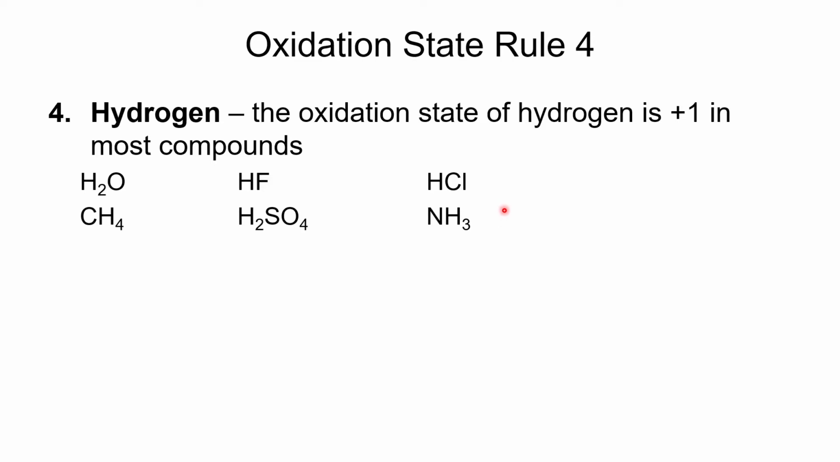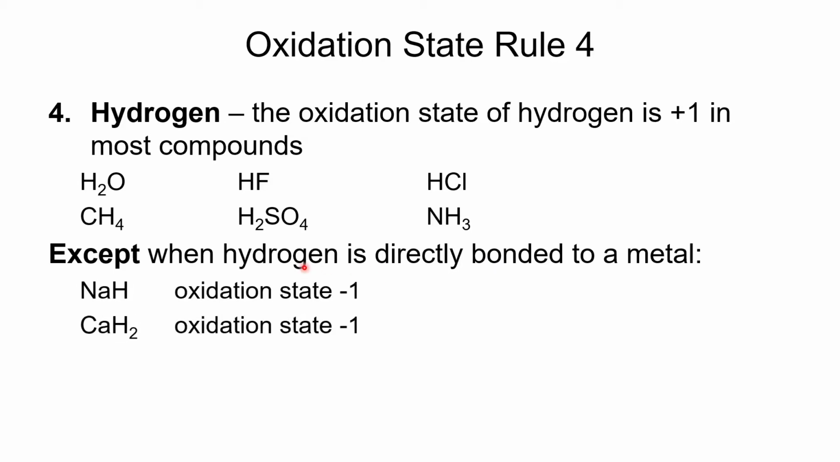The exception is when it's bonded to something less electronegative, which usually means a metal. So if you have hydrogen bonded to a metal, then we typically will call it a metal hydride, like sodium hydride or calcium hydride. Anything where you call hydrogen a hydride, it's going to have an oxidation state of -1. But like I said, most of the time it'll be +1.